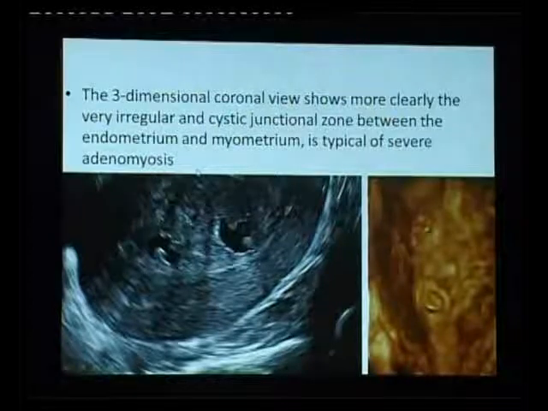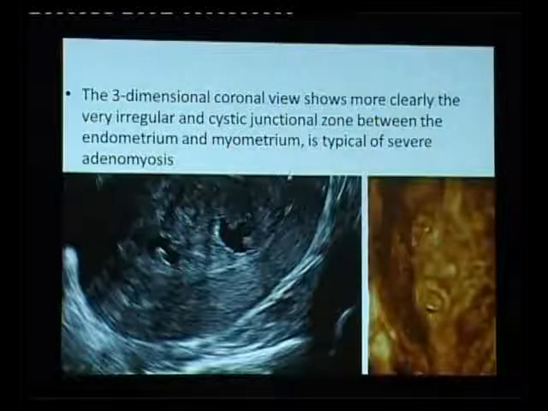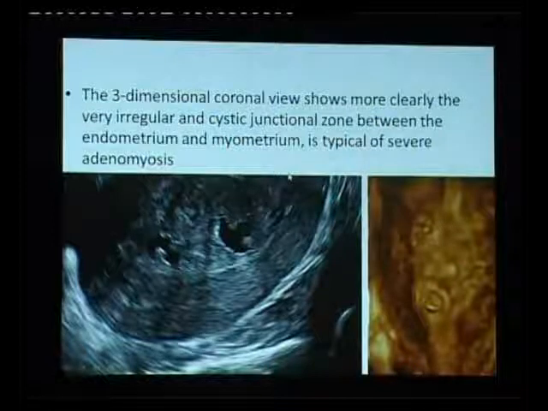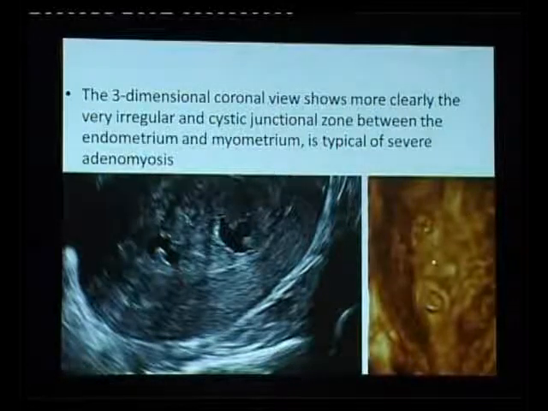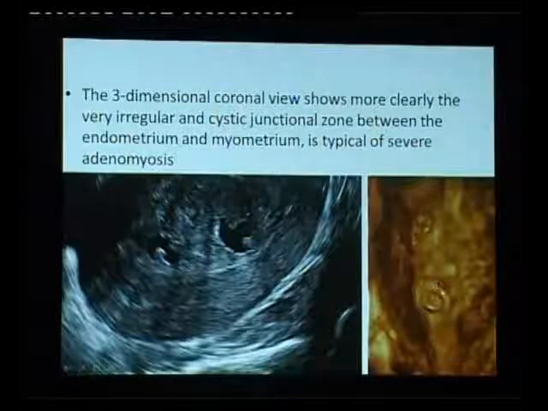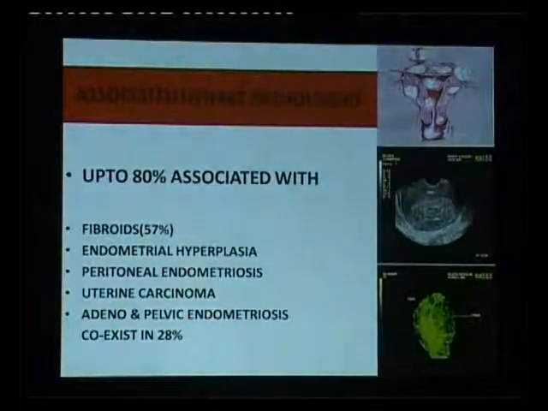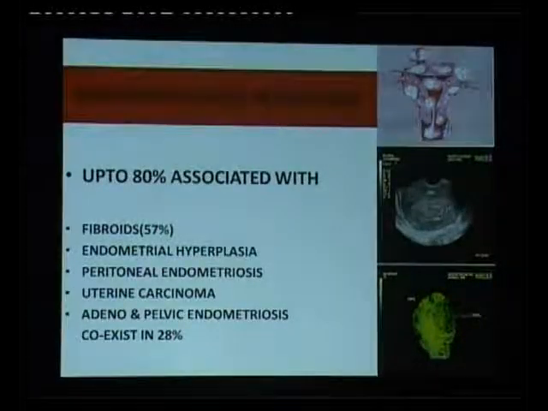Then how can 3D actually help us? Now, if you see here, you can see these cystic areas in the myometrium, which are irregular, and the difference between the junctional zone and the cystic areas is not very well defined. And when you see a 3D picture here, you can see exactly that there is a disturbance between the junctional zone and the endometrium and the myometrium, and it's very typical of severe adenomyosis.